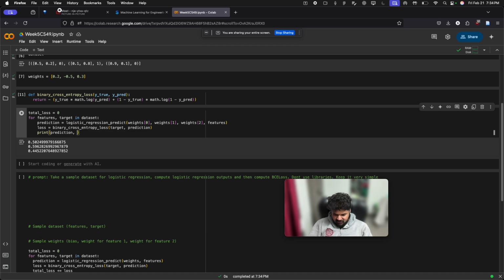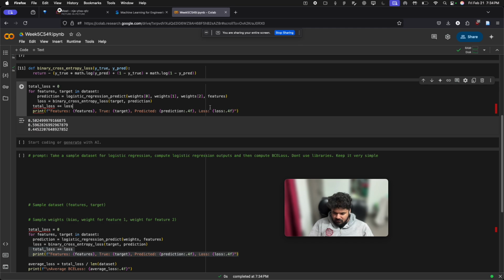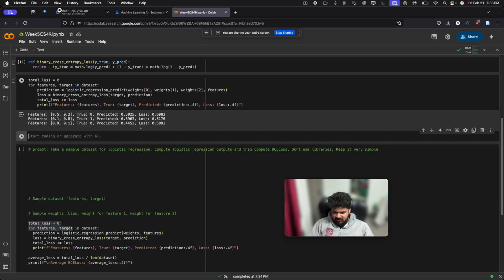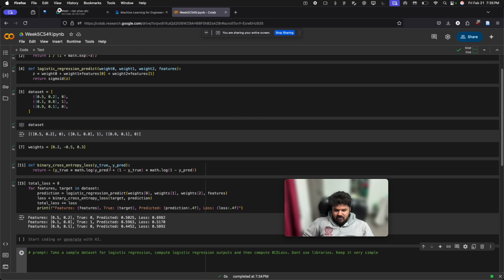Okay, let me just print loss as well. So for this data, this was the loss. For this data, this was the loss. So total loss becomes this, and for these features, these are the losses. Average loss is this divided by the count, so this is how we compute the loss. Okay, got it?